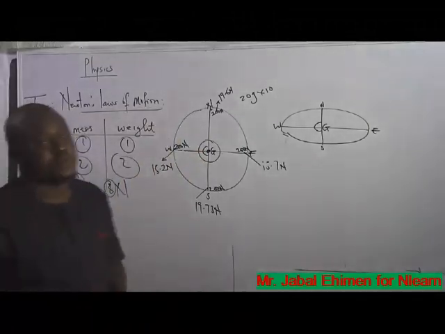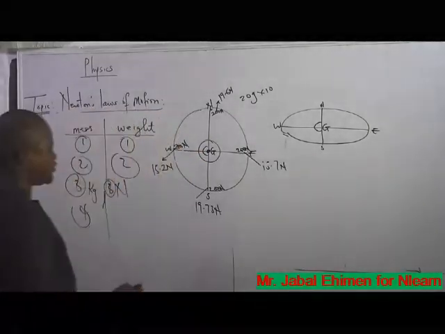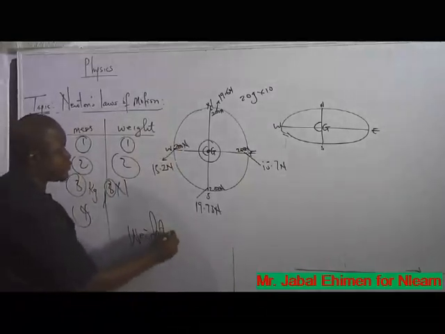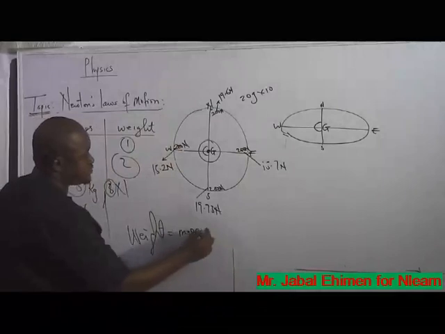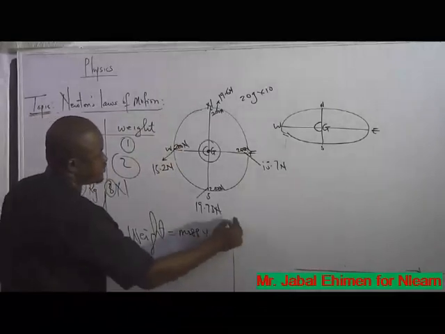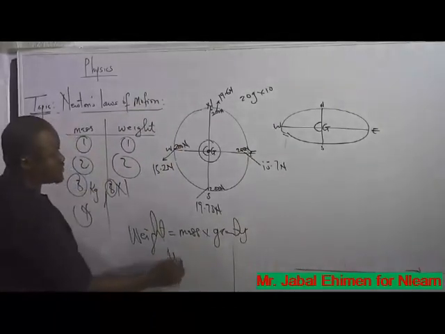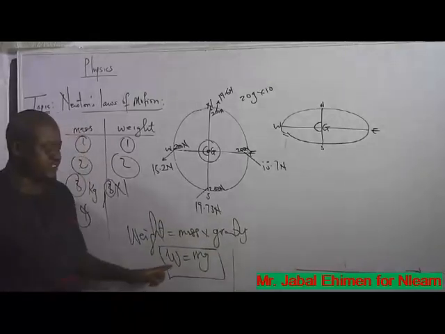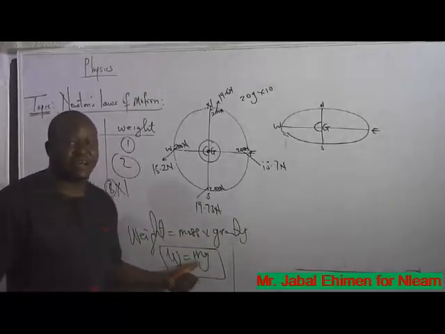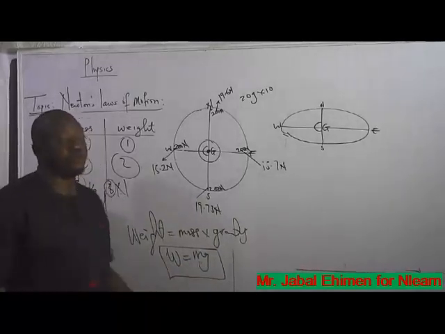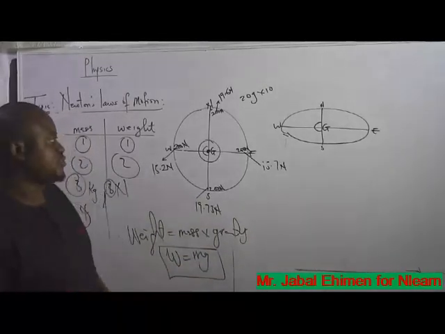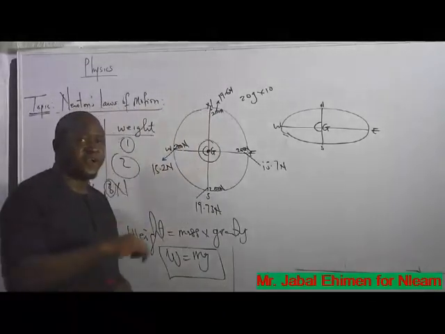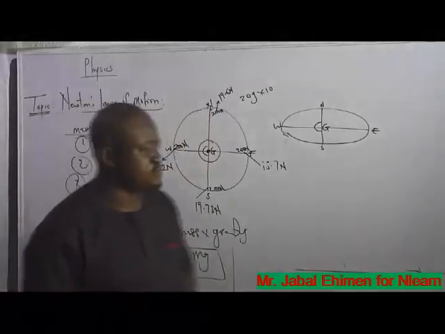Good. So the two of them are related with the formula that weight is equal to mass times gravity. So, weight is mg. Always remember this formula. Weight is mg, where m is mass, g is gravity, and W stands for weight of a body. Now, we're done with that. We'll progress to the next stage of Newton's laws of motion.